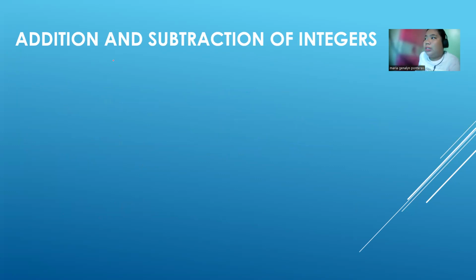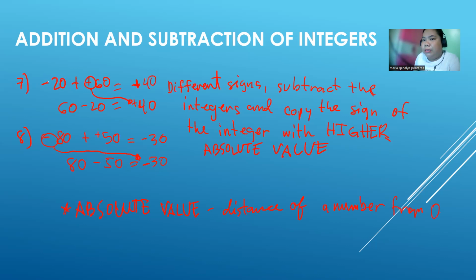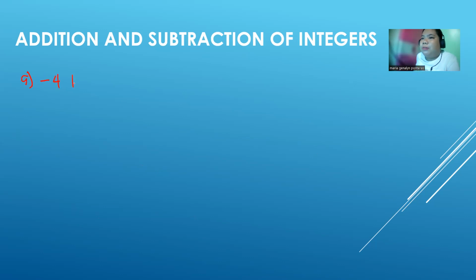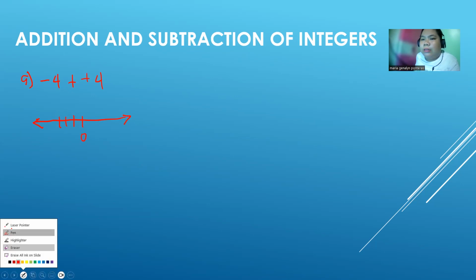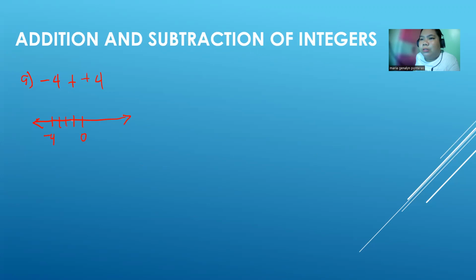Paano po kung parehas ng layo sa 0? Ito, common mistakes yung iba to eh. Let's say negative 4 plus positive 4. If you have a number line, 0, negative 4, so you're going back 4 units to the right. Ay, kulang pala yung drawing ko. So you're going back 4 units to the right: 1, 2, 3, 4. Positive 4. So, fall siya sa 0.